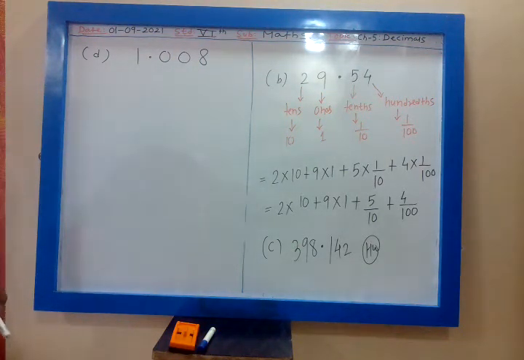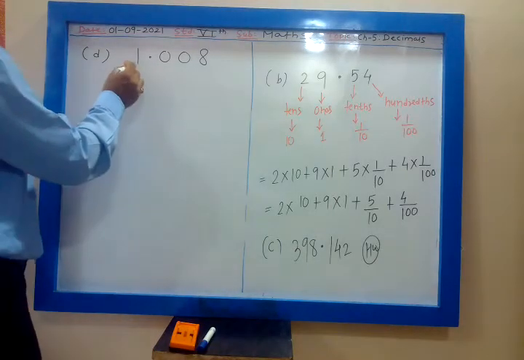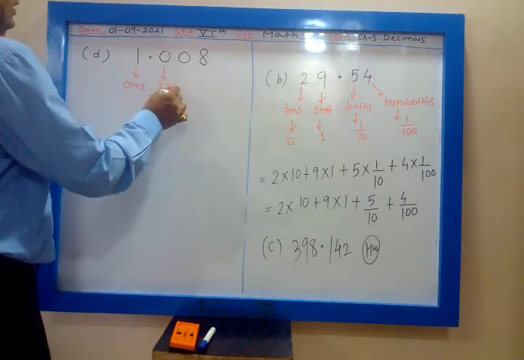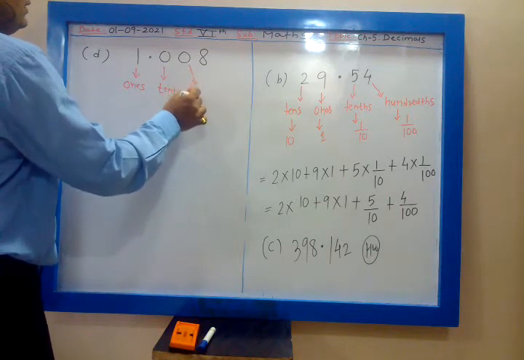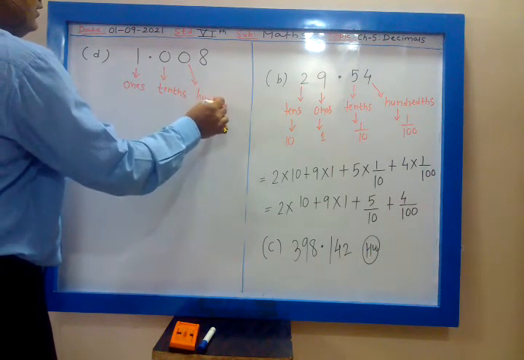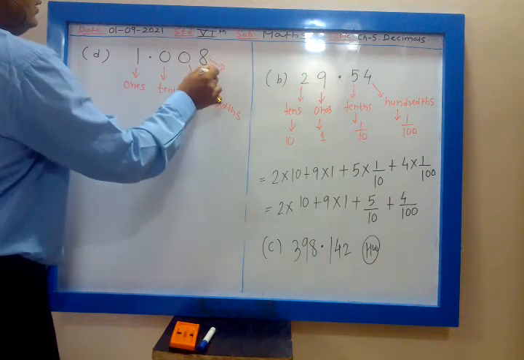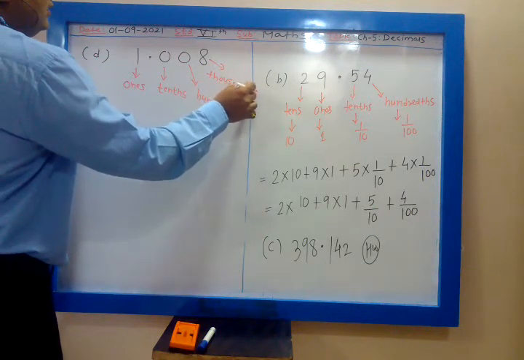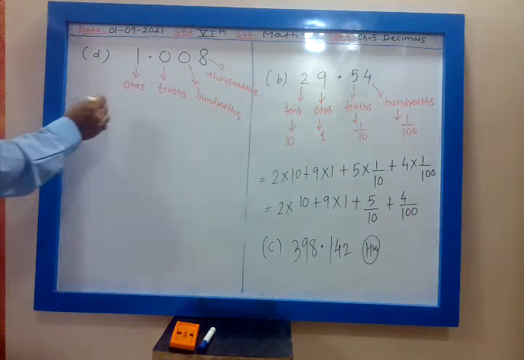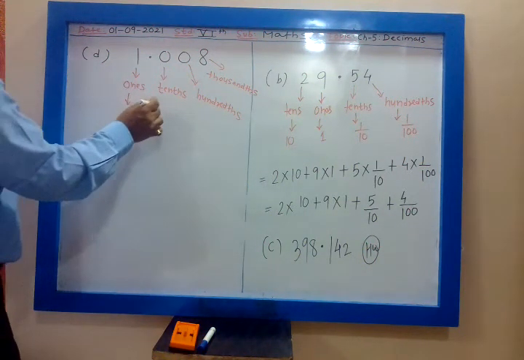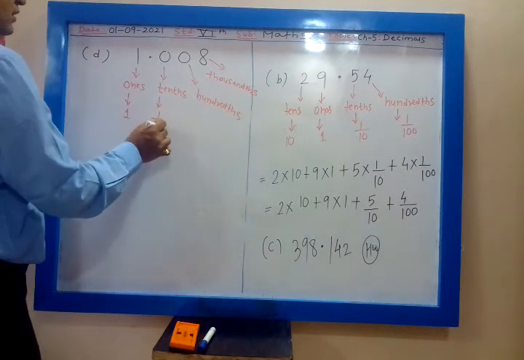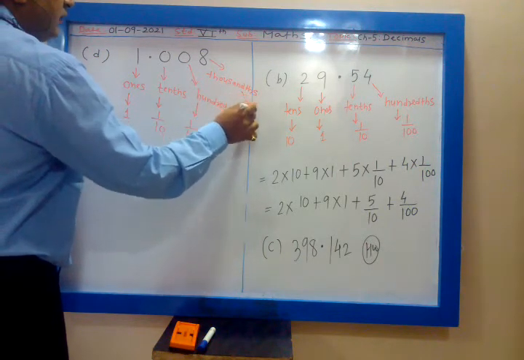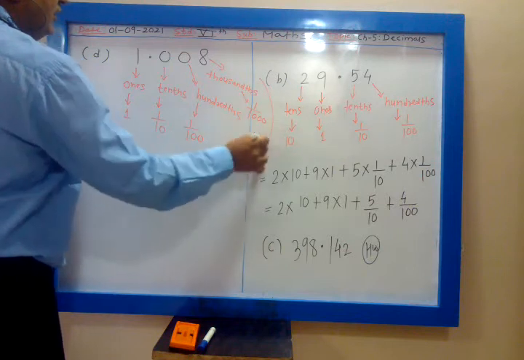1.008. Okay. So let us see what the position of 1 is. This is ones. This 0 is tenths. This 0 is hundredths. And this 8 is thousandths. So ones means it is 1. Tenths means 1 upon 10. Hundredths means 1 upon 100. And thousandths means 1 upon 1000.